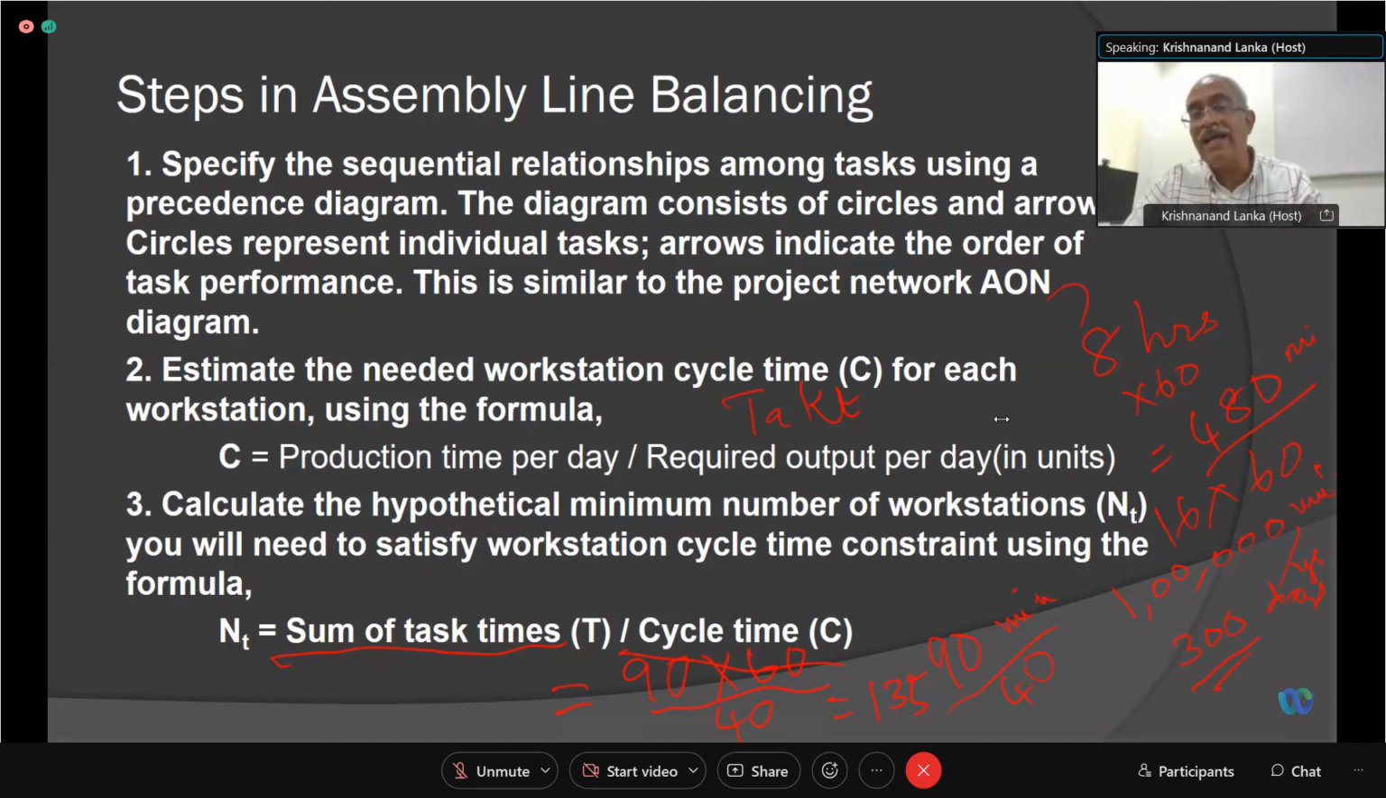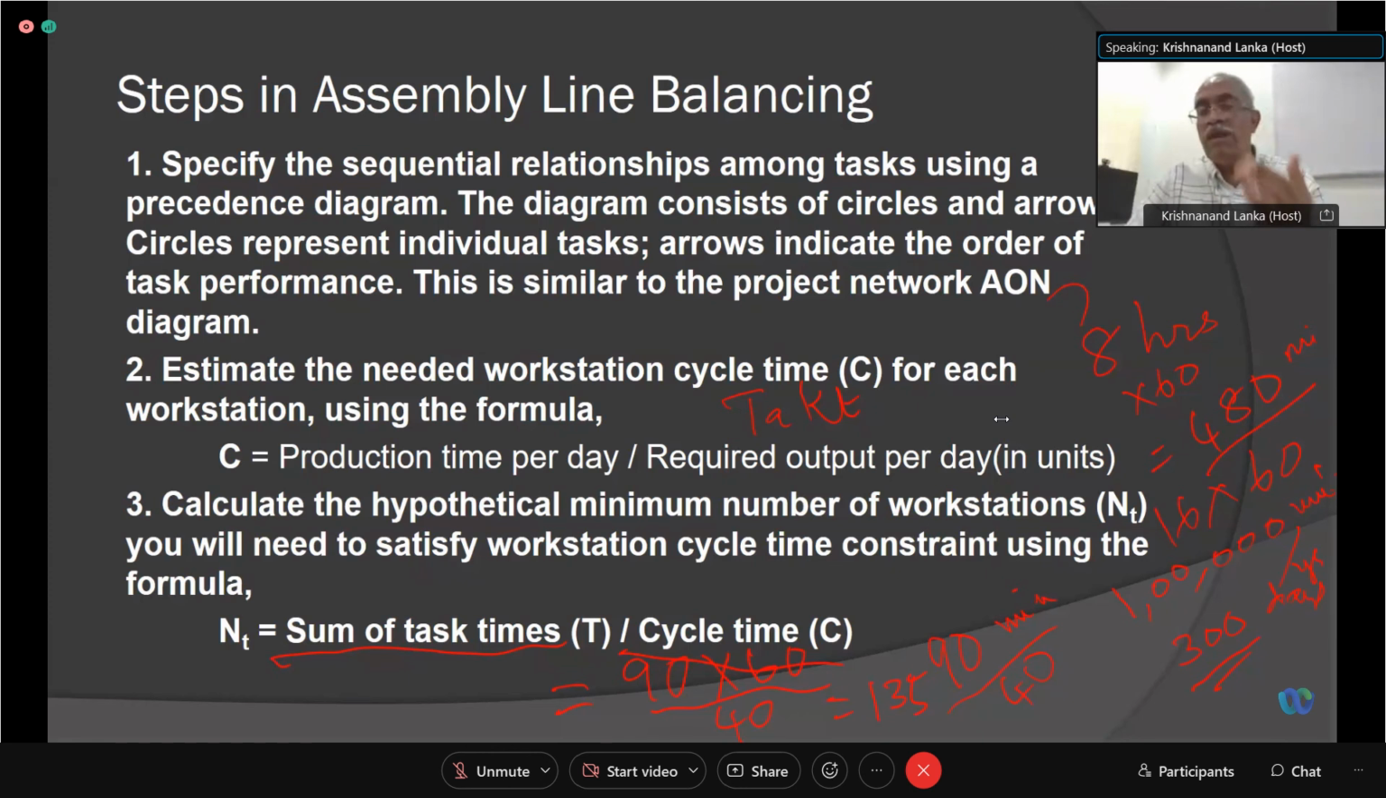This is the theoretical number, not exact. Actually, he may be taking 140 because you may not be able to time each workstation at exactly 40 seconds. One or two workstations may cross beyond 40, maybe 42 or 43 seconds.